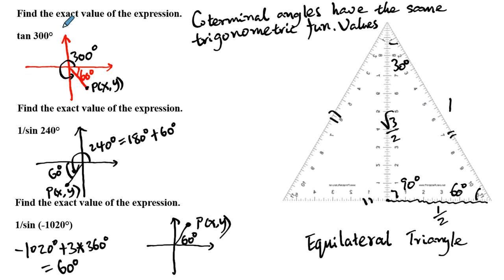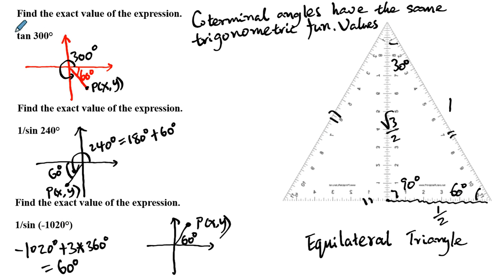Let's solve these three questions. The first one is to find the exact value of the expression tan 300 degrees. The second one is 1 over sine 240 degrees. The third one is 1 over sine negative 1020 degrees.